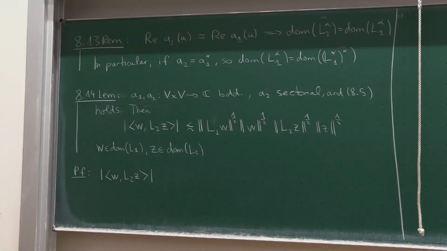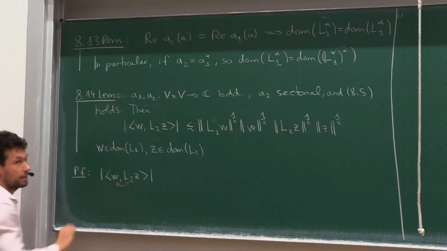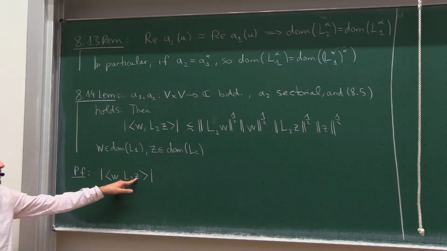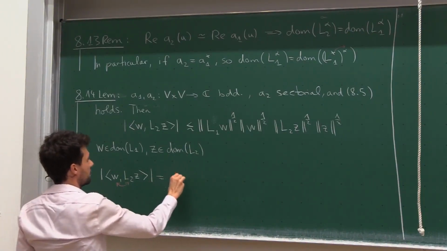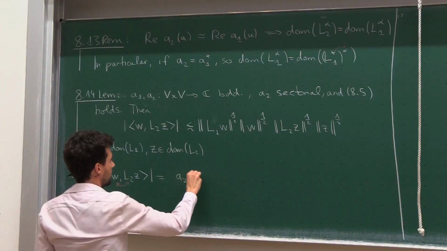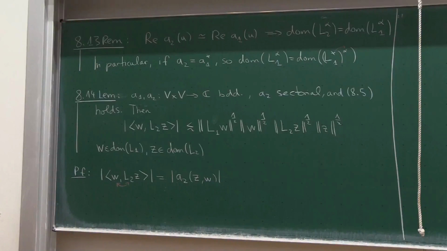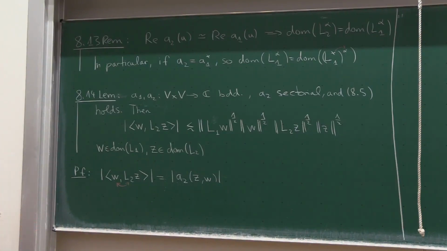I write out this sesquilinear inner product. And because I'm taking real parts, I could also flip the order if I like that. Okay, and I like flipping the order because if I read L2Z inner product against W, I recall the definition of my operator L2. It's exactly the same thing as having A2 at Z, comma W, absolute value. It's the definition of L2 as the operator representing the form through the use of the inner product on the Hilbert space H.